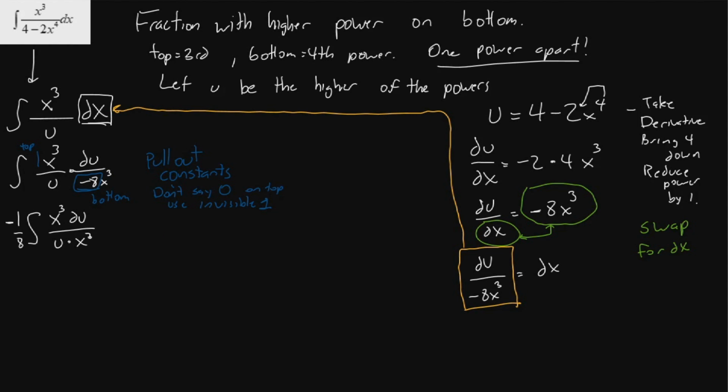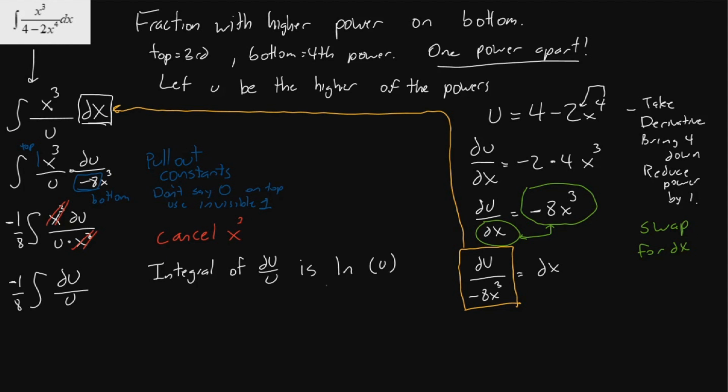Now, let's look at what we can cancel. Since we have x to the 3rd on the top and the bottom, that can be canceled out completely. And this will give us negative 1/8 integral of du over u. But if we integrate du over u, we will get natural log of u. So when we integrate, we'll get negative 1/8 natural log of u.